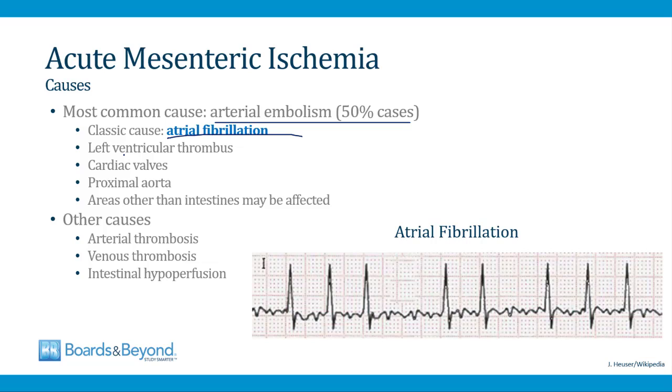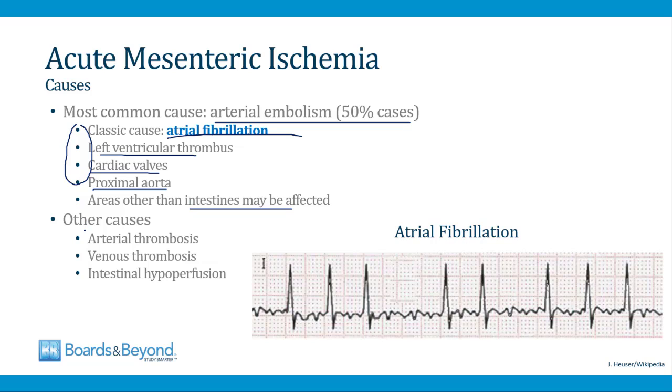You can also see an arterial embolism from a left ventricular thrombus or from thrombus that forms in the cardiac valves. And then some patients have extensive atherosclerosis in their proximal aorta, and a piece of plaque can break off, causing acute mesenteric ischemia. And when any of these things leads to mesenteric ischemia, often areas other than the intestines become ischemic as well. So you can see infarcts to the spleen or loss of blood flow to the legs, and that's because pieces of clot are breaking off.